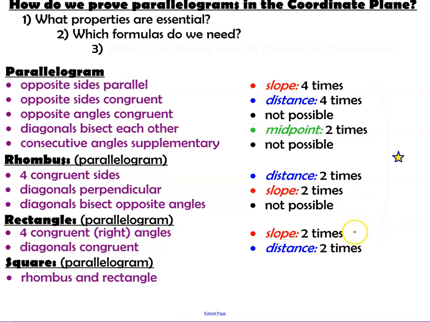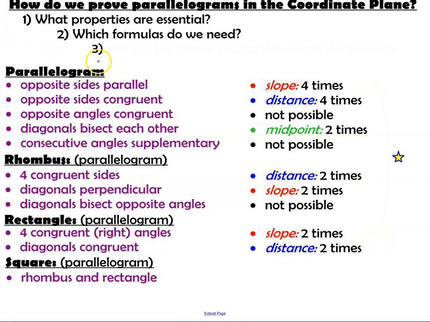In order to do a rectangle check, we could use the slope formula 2 times on 2 consecutive sides to prove that they're perpendicular, which means they would form a right angle. And then we could also use the distance formula 2 times to prove that the diagonals are congruent in a rectangle.